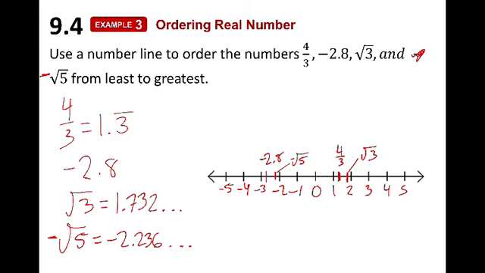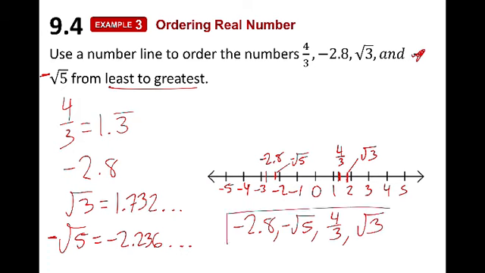So putting them in order from least to greatest, the lowest number we have here is negative 2.8. The second lowest we have is negative square root of 5. The next lowest we have is the 4 over 3. And the biggest number we have of those 4 is the square root of 3. So that is our order from least to greatest. So converting them all into decimals, whether they repeat or not, or they terminate or not, we can put them on a number line and figure out which one's least and which one's the greatest.